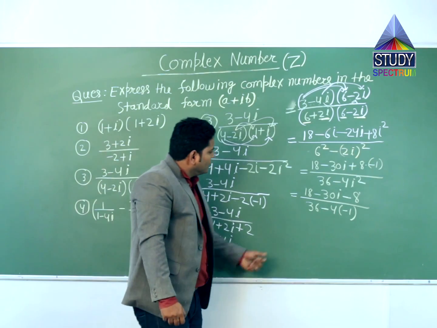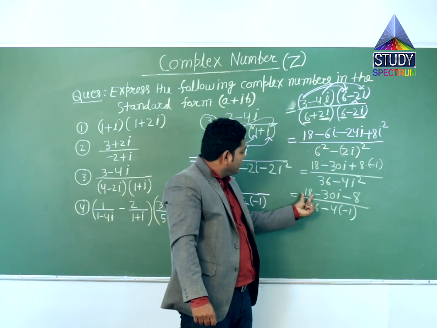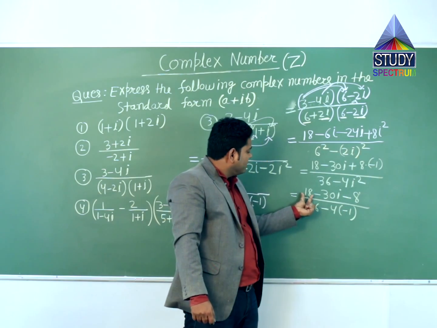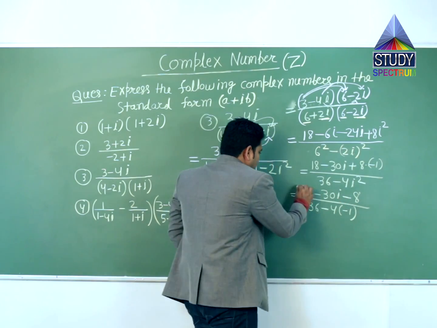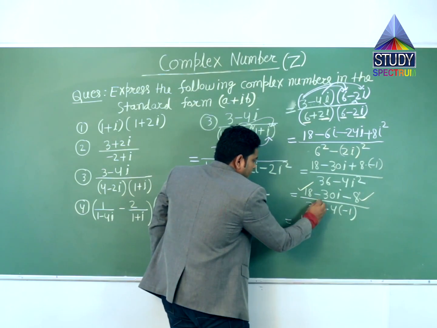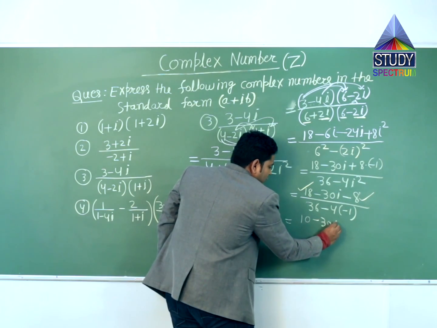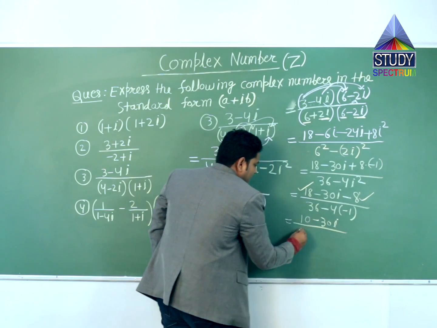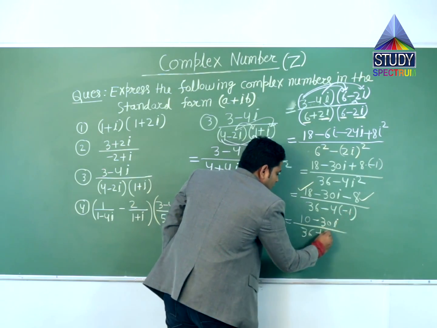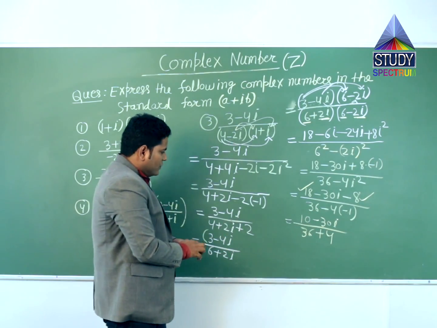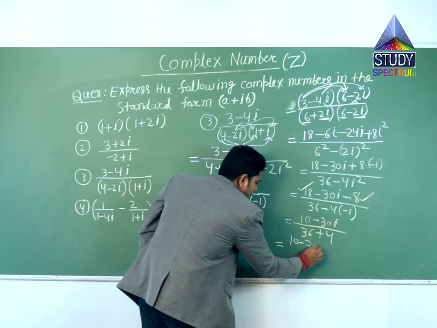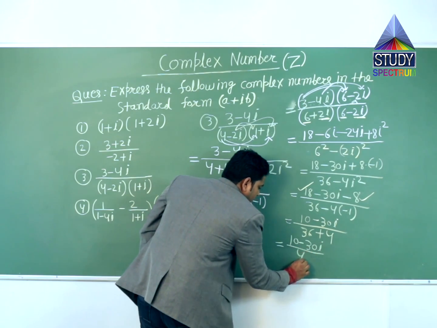Got it? So here it is a term without i, here it is also a term without i. So we will add or subtract this term and this term, this term and this term. So 18 minus 8 is 10, minus 30i, i is there, so 30i, divided by 36 minus minus is plus, 4 into 1 is 4. So we can write here 10 minus 30i by 40.